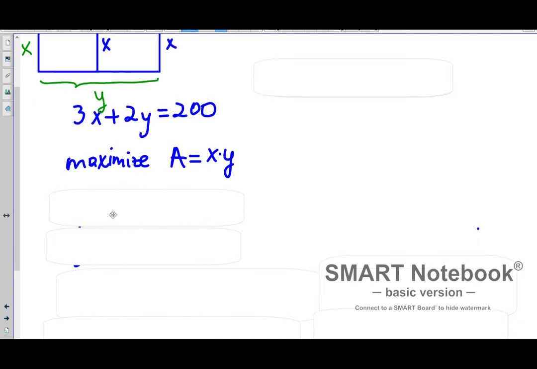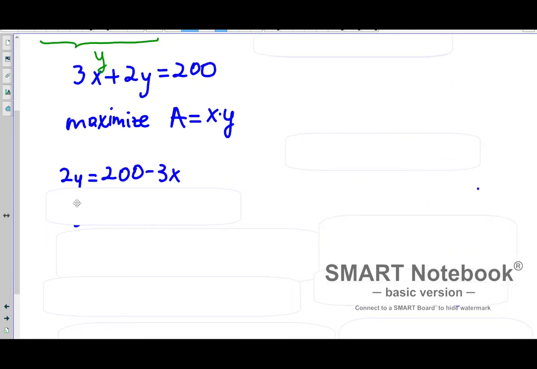So first of all, we need to use the first equation, the constraint equation, to get Y in terms of X. And then we're going to substitute that into the area equation to get that in one variable only. So if you go to that equation, solve for Y: 2Y equals, we're going to subtract 3X, so 200 minus 3X, and then divide by 2. So Y equals 200 minus 3X all over 2. Now if you divide that function by 2, you can divide each term by 2. So 200 over 2 is 100. Negative 3X over 2 is simply negative 3 over 2 X.